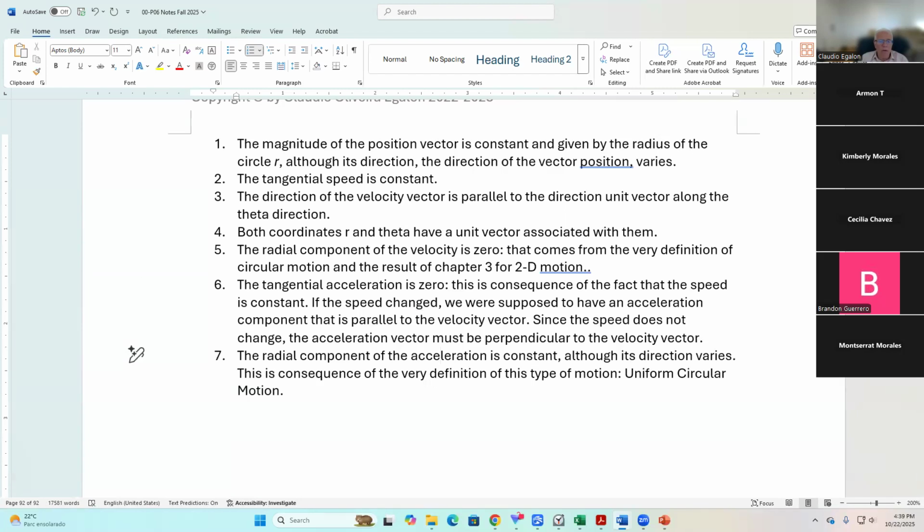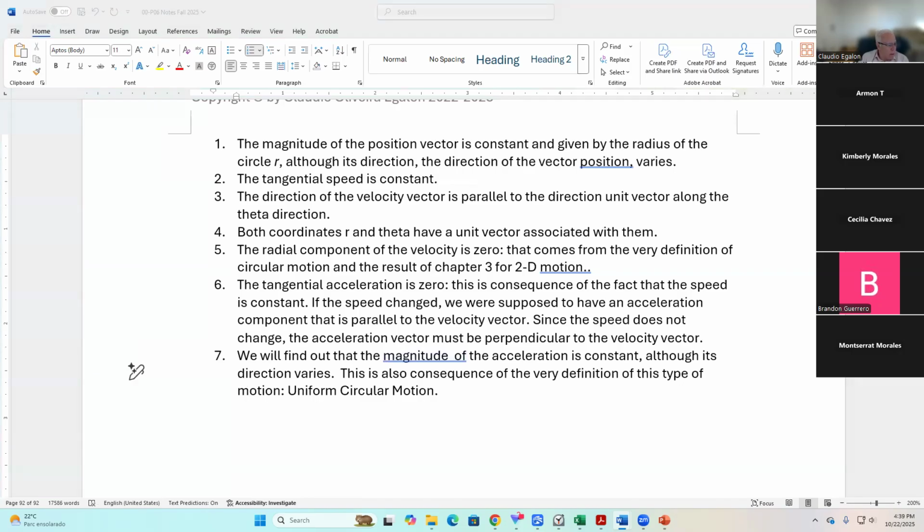The radial component of acceleration is constant in magnitude, although its direction varies. We'll find out that the magnitude of the acceleration is constant, although its direction varies. This is also a consequence of the very definition of this type of movement, uniform circular motion, okay?